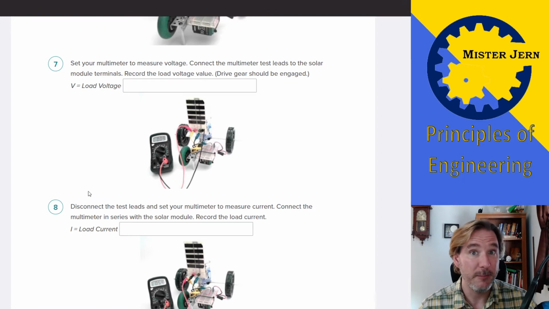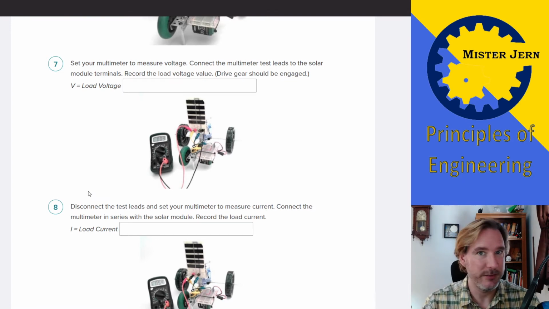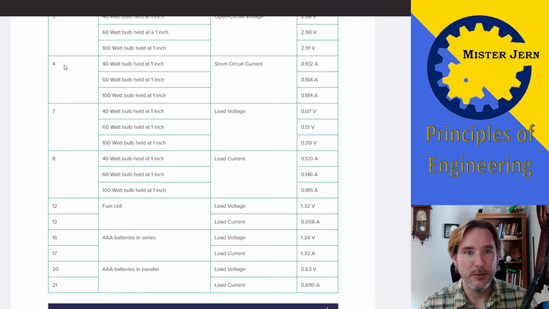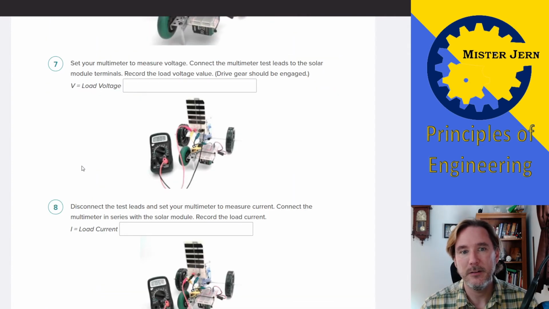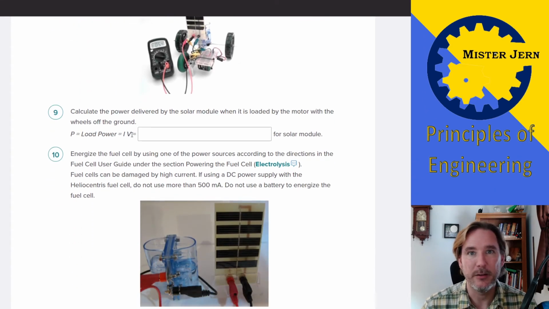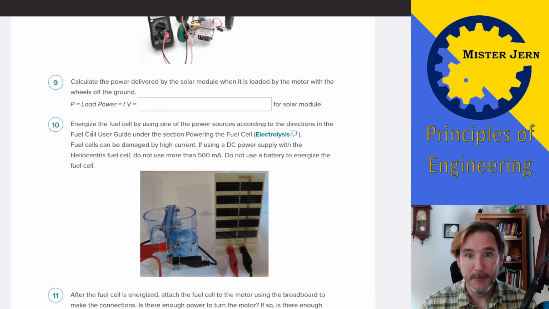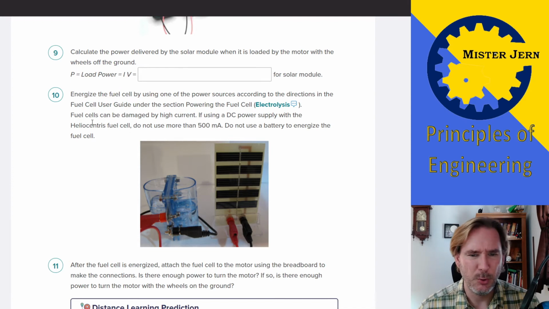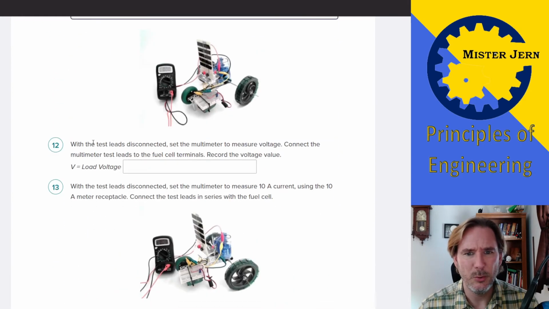Just like last time, except now, instead of just a solar panel, a solar cell, doing nothing, it's actually hooked up to something. Now it's hooked up to an actual electric motor. So you'll get your data for step 7 and step 8. You can do the same thing as before. As before, you're going to calculate the power while it's under load, since it's actually being used to do something. Now, then, for steps 10 through, a few.